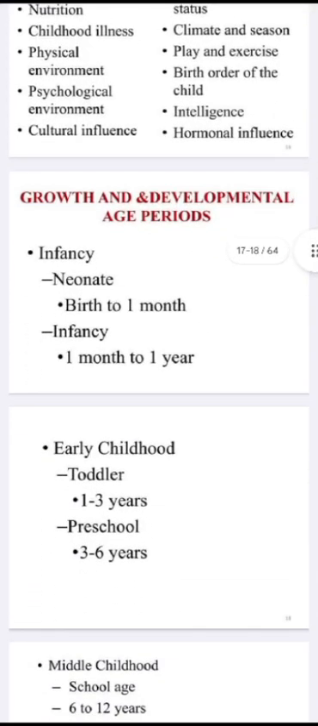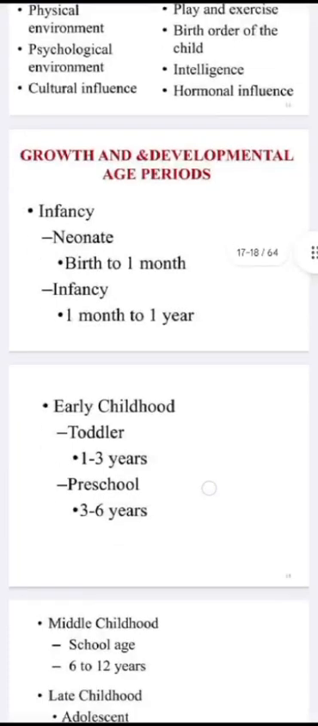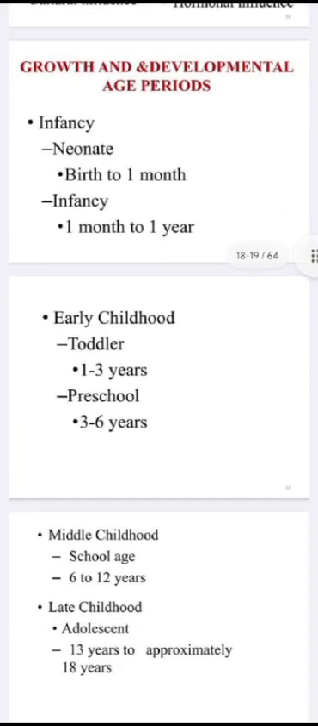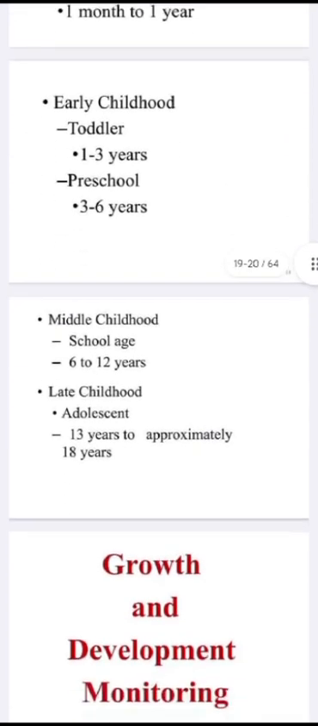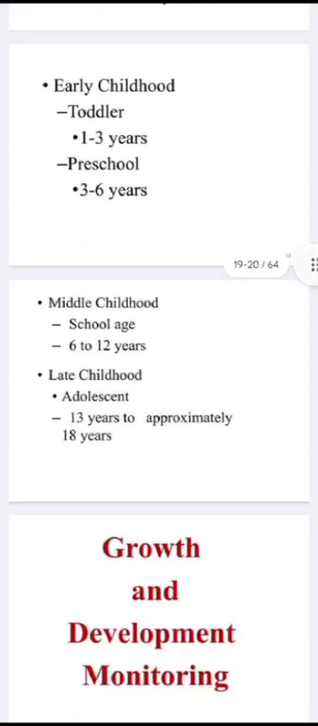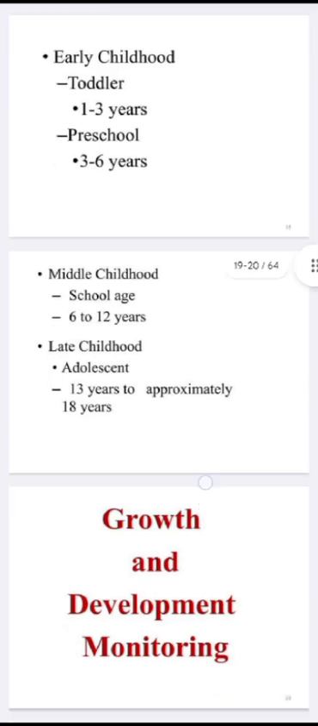Growth and development age periods are: neonate, from birth to 1 month, and infancy, 1 month to 1 year. So these are the age periods that we should keep in mind. Early childhood, that is toddler 1 to 3 years, preschoolers 3 to 6 years, and middle childhood is the school age, 6 to 12 years. Late childhood, adolescence, is 13 years to approximately 18 years.